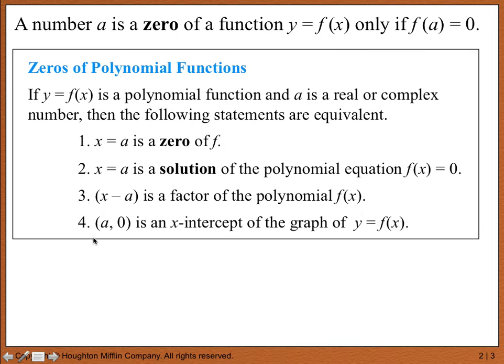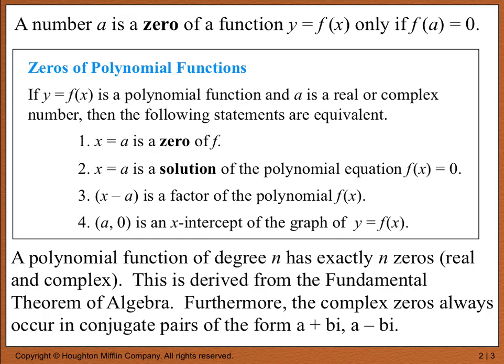And finally, a 0 is an x-intercept of the graph of y equals f of x. Remember that 0 and x-intercept, those are synonyms. And another synonym that's not on this table is a root. We can sometimes call a 0 a root of a function, and we can call an x-intercept the same as a root of a function.